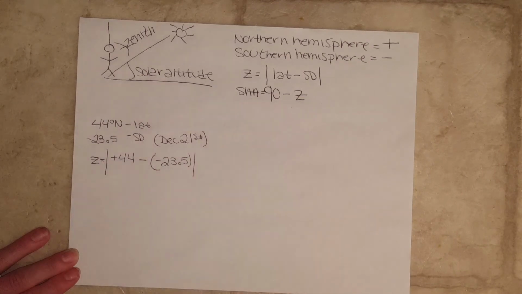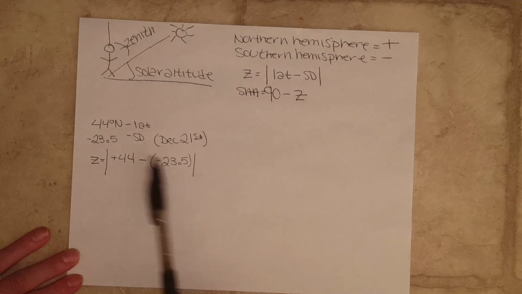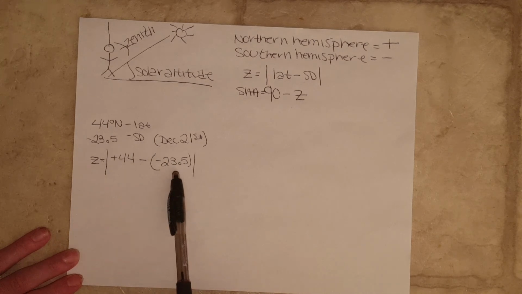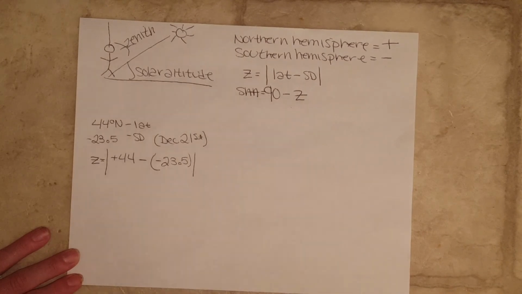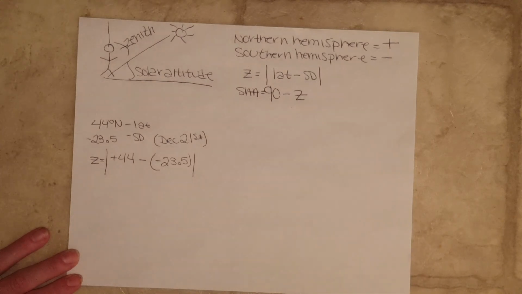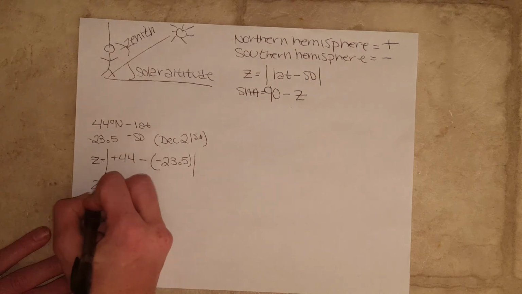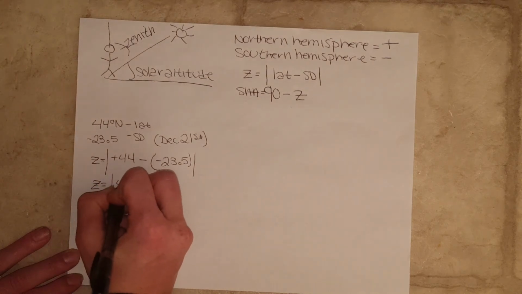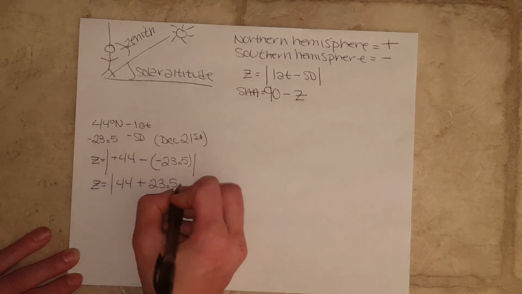The key here, especially with Google and every other site out there, is that you'll see some different combinations where people calculate solar declination within this equation. It's easy just to use these. I would stick with these, especially if you're not super comfortable with math. Just fill in the blanks. It's always latitude minus solar declination. Now, through math rules, we know that this can turn into 44 plus 23.5.